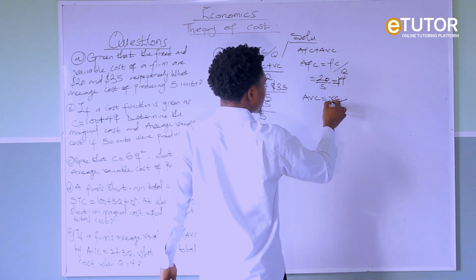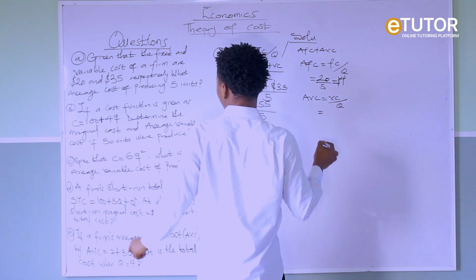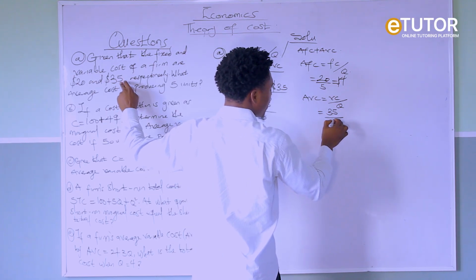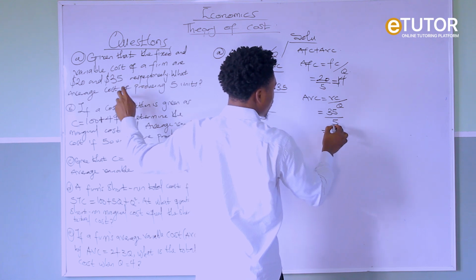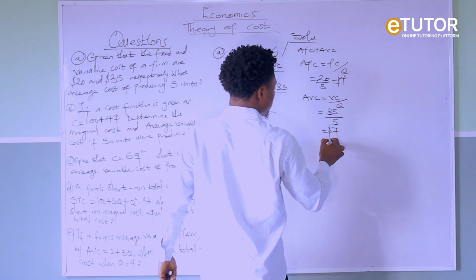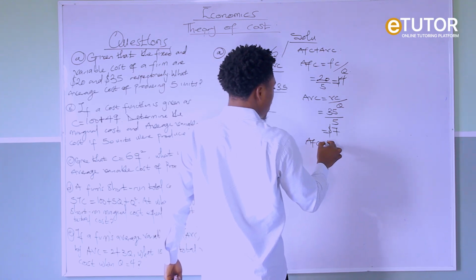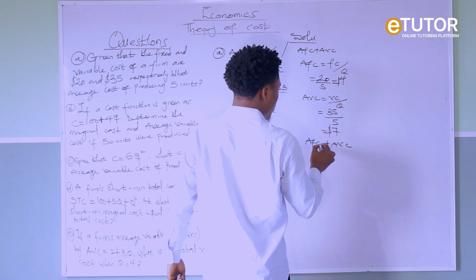Then our average variable cost is our what? Variable cost divided by our quantity. What is our variable cost? Our variable cost is $35 divided by 5, and that will give us $7.